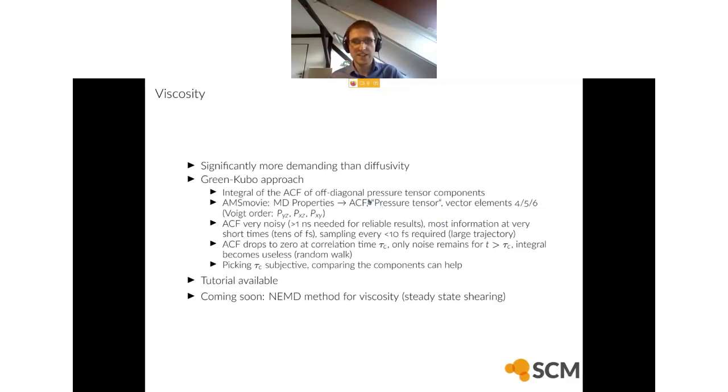This means that in the ACF menu, you need to set the vector elements to 4, 5, or 6. That correspond to these off-diagonal components. It's in the Voigt order, so the first is the PYZ.